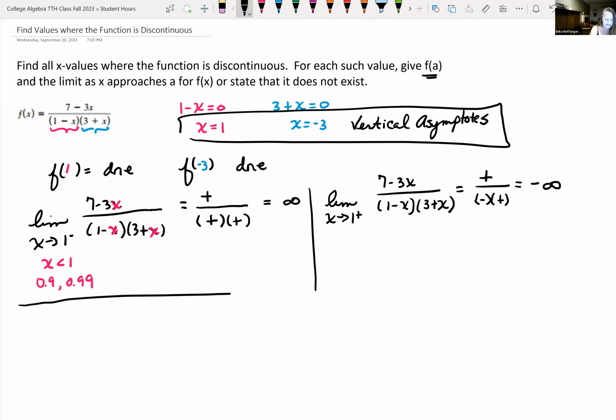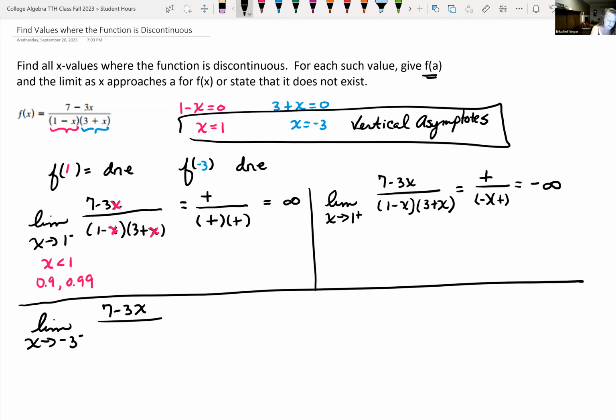So we can do the exact same thing for the limit as x is approaching -3. Again, there's a vertical asymptote there, so the limit doesn't exist. But sometimes, again, we want to see what's going on with the graph. So let's look at x is approaching -3 on the left. And let's see if we plugged in a number in for x that's less than -3. So -3.1, -3.01, -3.0001. So those are numbers that are less than -3.